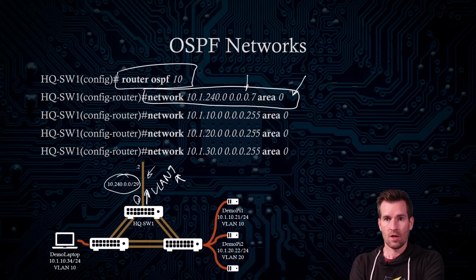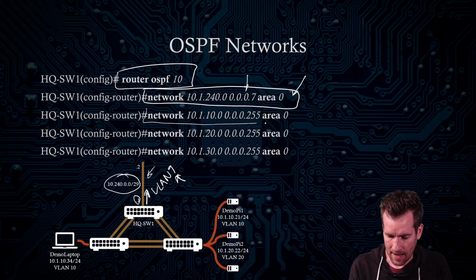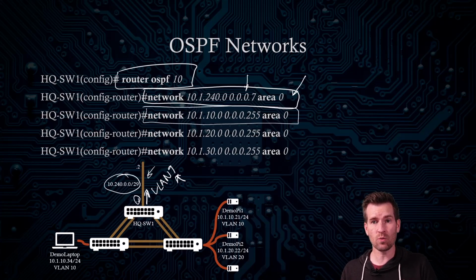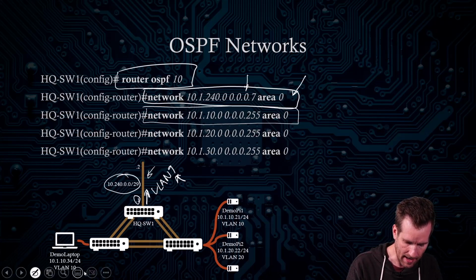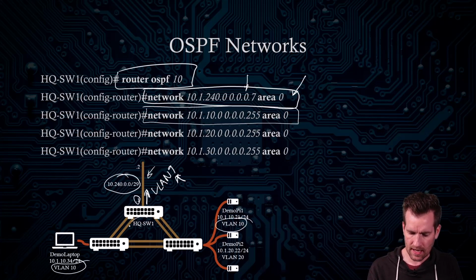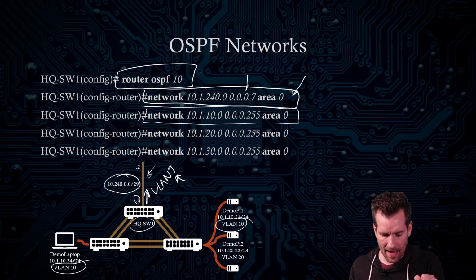All right, so let's take a look at another one of these. We type this command in, network 10.1.10.0/24. So that's VLAN 10. This laptop is on it right here, and this demo Pi is on it. This switch is on it. In fact, all of these switches are on it. So two things happen with it.